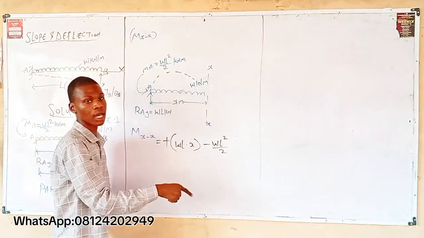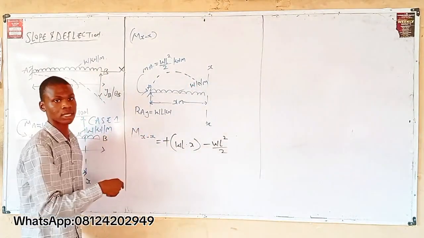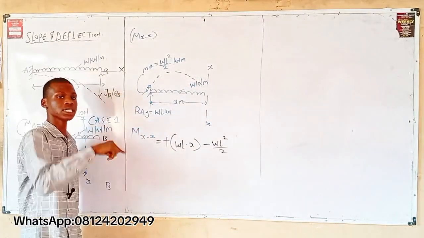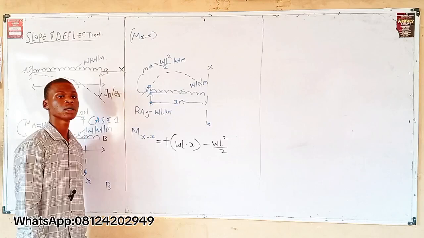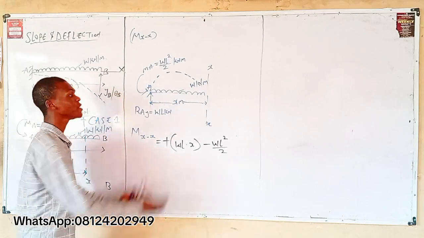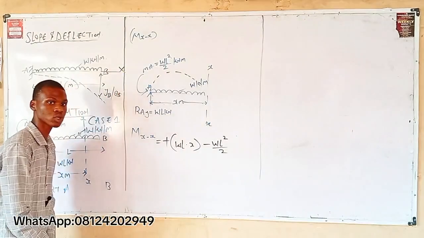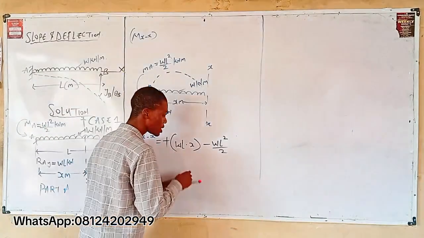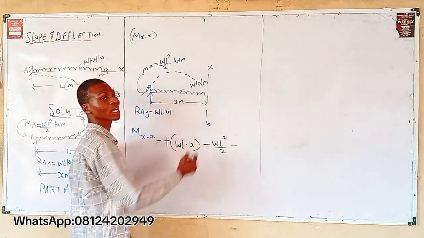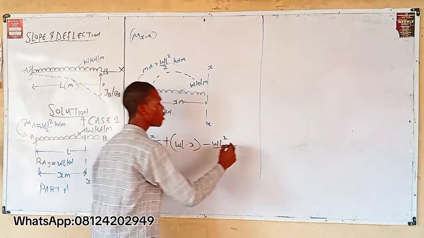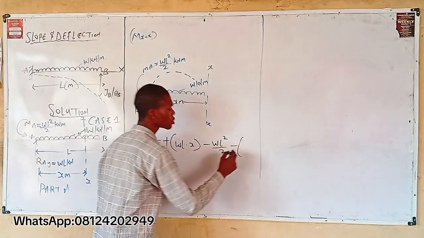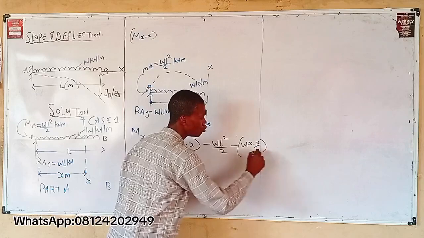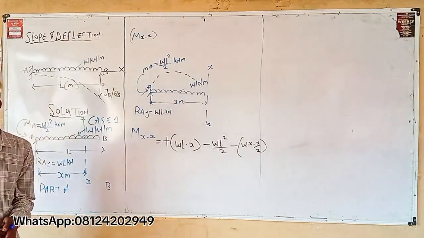Why? Because the intensity of the UDL is W kilonewton per meter. What's the total length? X. Why? Because meter will cancel meter. So you have the force to be WX. The distance will be X over 2. If this is the total distance, the actual distance is half of it, meaning X over 2. So it takes negative, because it is going in an anti-clockwise direction. Negative all into bracket, your force WX, your distance X over 2. Any questions so far? No.